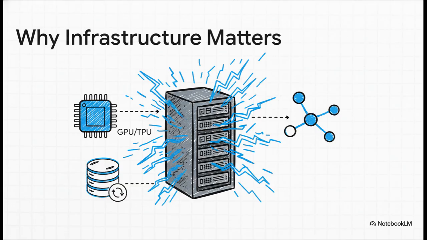Okay, so this layer is all about the raw horsepower. We are talking about absolutely massive server farms, just packed with specialized processors like GPUs and TPUs. Now, unlike the processor in your laptop that kind of does one thing at a time, these things are built to handle thousands of calculations all at once, which is exactly what AI needs to function.